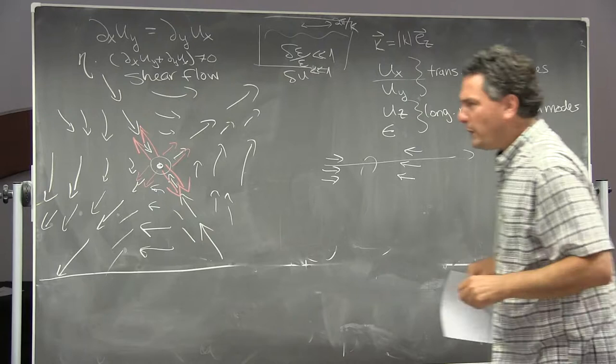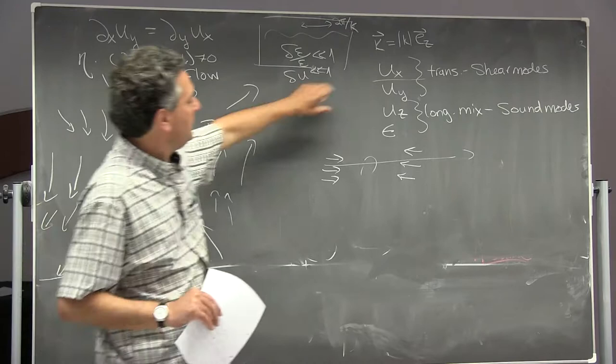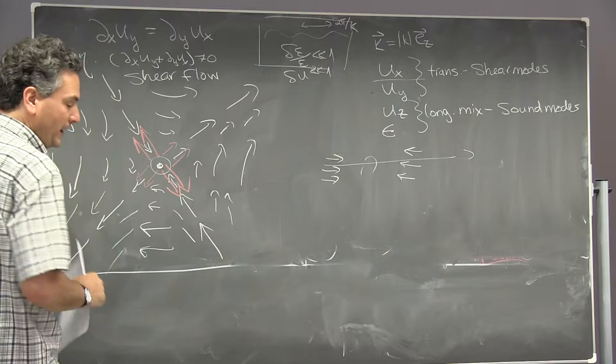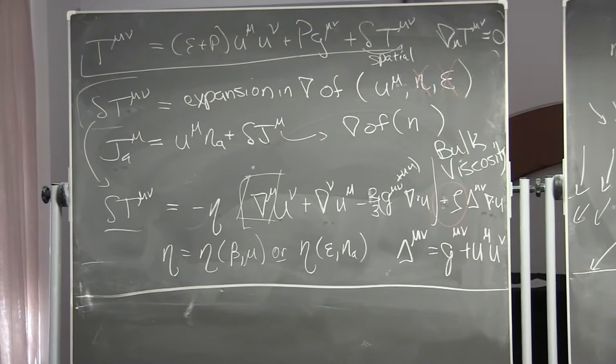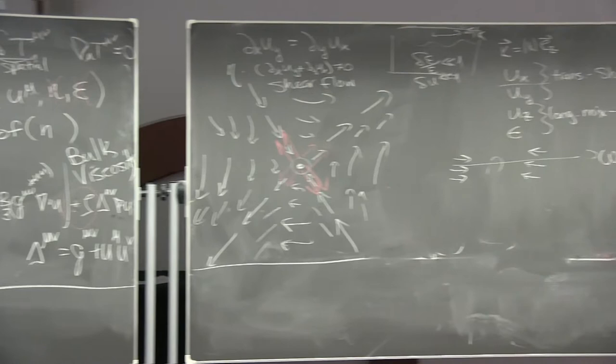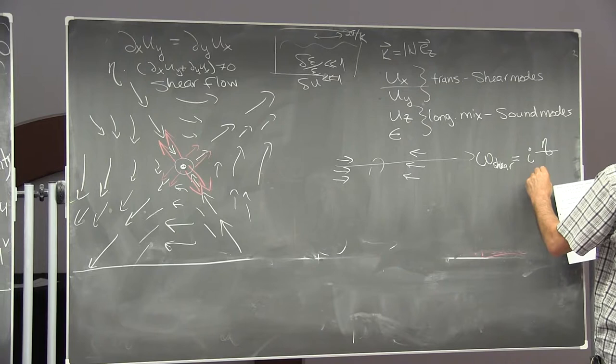So what I'm supposed to do is write down such a perturbation, insert it into T, and then apply del mu T mu nu equals 0, and find its dispersion. Okay, and I'll just tell you the answer. The shear modes have a frequency which is I shear over E plus P K squared.